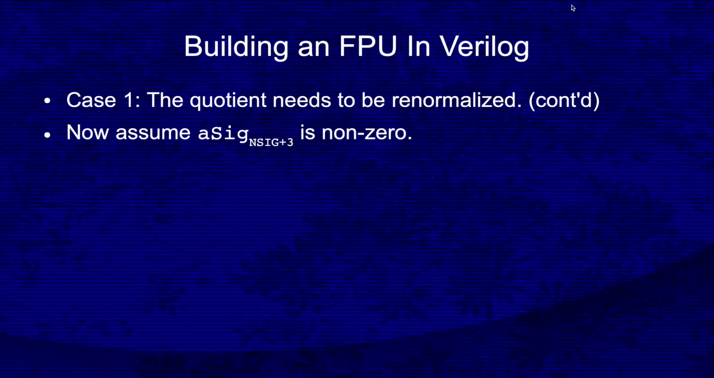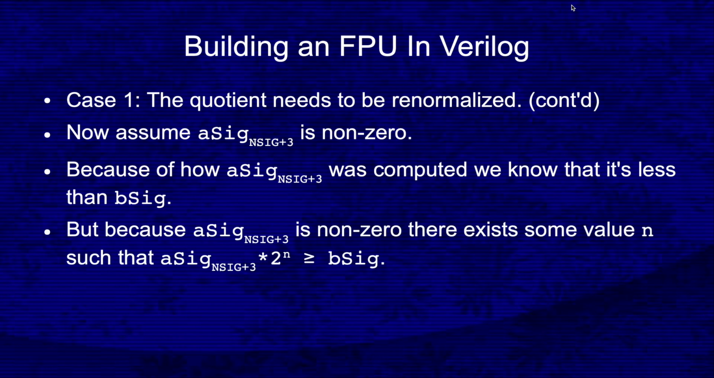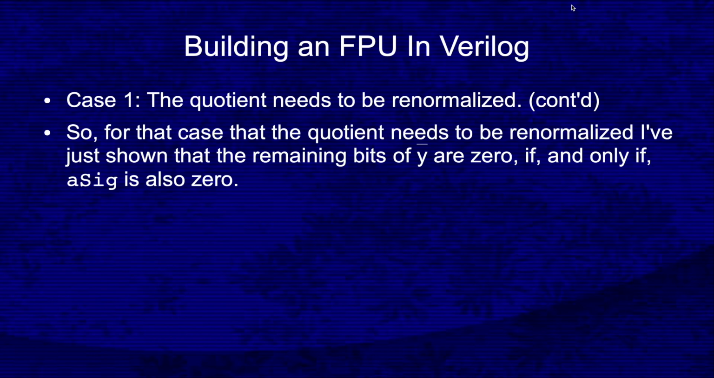Now assume ASIG sub NSIG plus 3 is non-zero. Because of how ASIG sub NSIG plus 3 was computed, we know that it's less than BSIG. Because ASIG sub NSIG plus 3 is non-zero, there exists some value n such that ASIG sub NSIG plus 3 times 2 to the nth power is greater than or equal to BSIG. For that value of n, ASIG sub NSIG plus 3 plus n, the corresponding digit in the quotient will be 1. So for the case that the quotient needs to be renormalized, I've just shown that the remaining bits of Y bar are 0 if and only if ASIG is also 0.